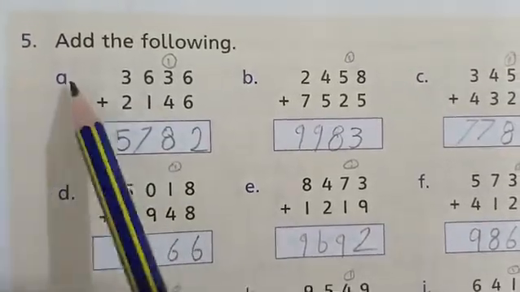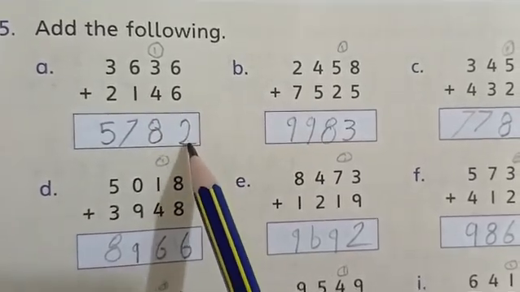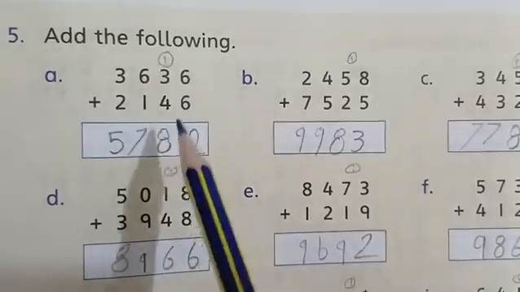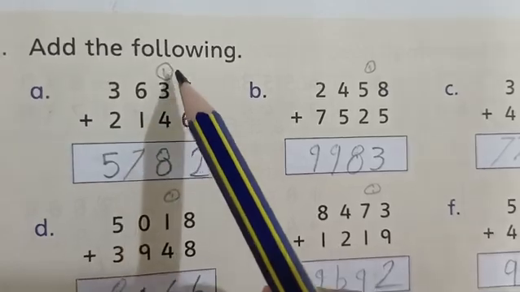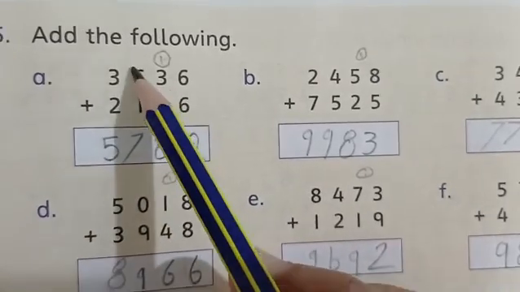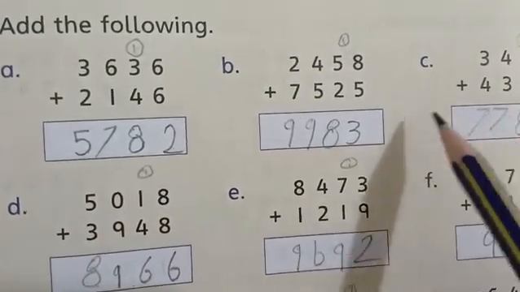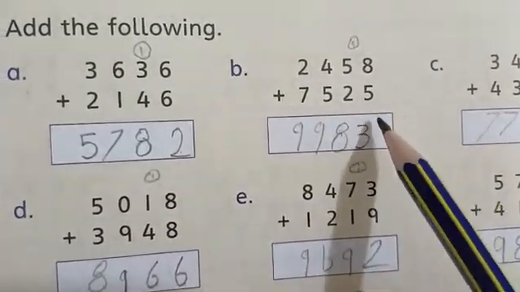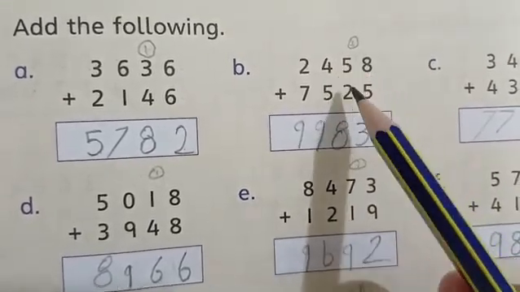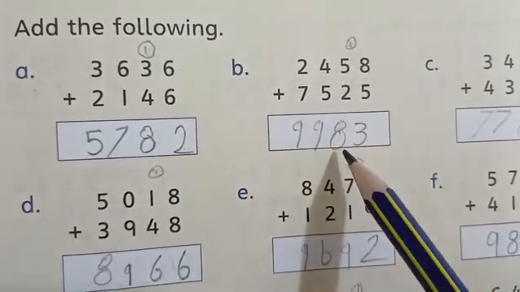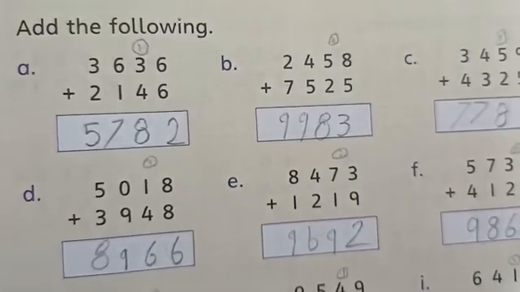Now look at question number 5. Add the following. It is 6 plus 6, it is 12. So we write 2 here and 1 will be carry over here. Now 3 plus 4 is 7. Now 7 plus 1 is 8. 6 plus 1 is 7. 3 plus 2 is 5. Next we have B part. 8 plus 5, it is 13. So we write 3 here and 1 will be carry over here. Now 5 plus 2 is 7. 7 plus 1, it is 8. 4 plus 5 is 9. 2 plus 7 is 9.